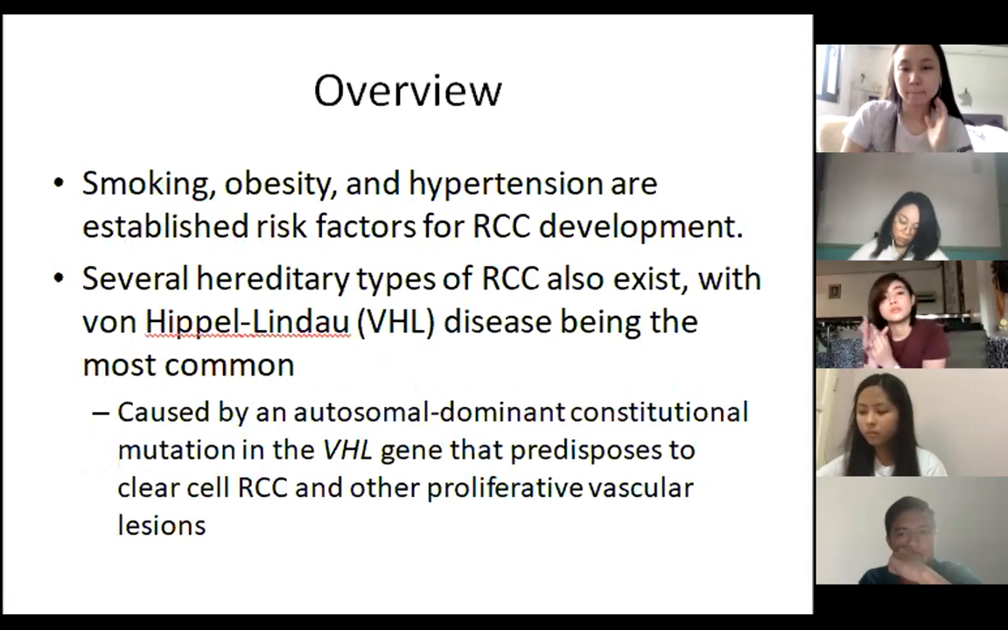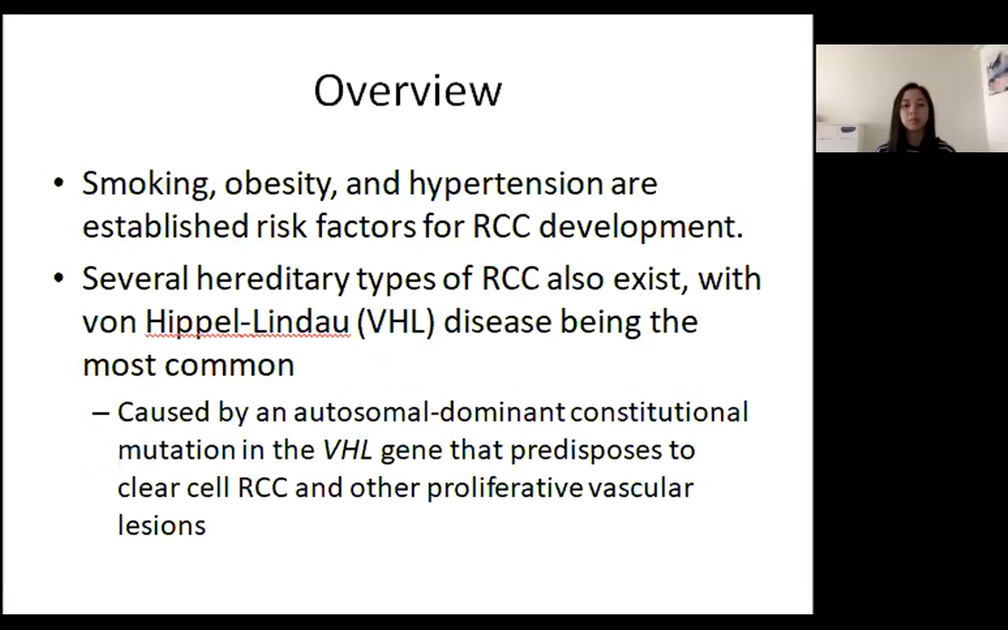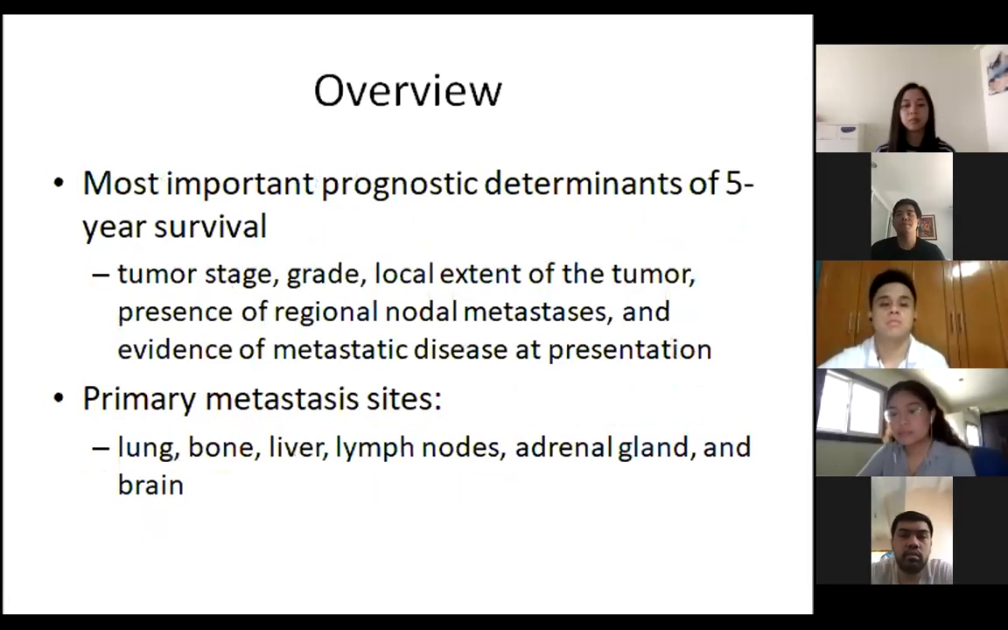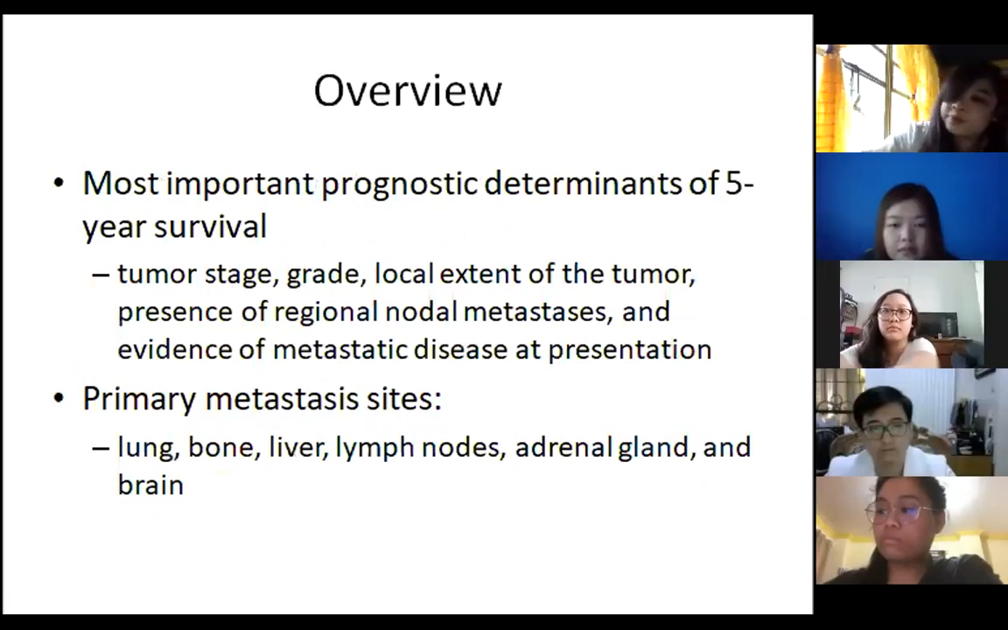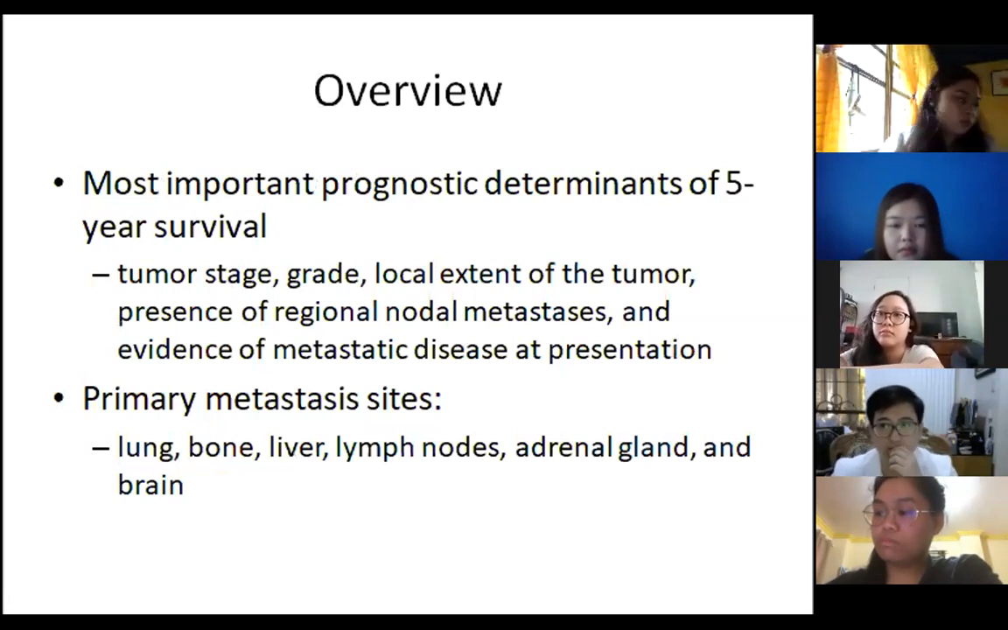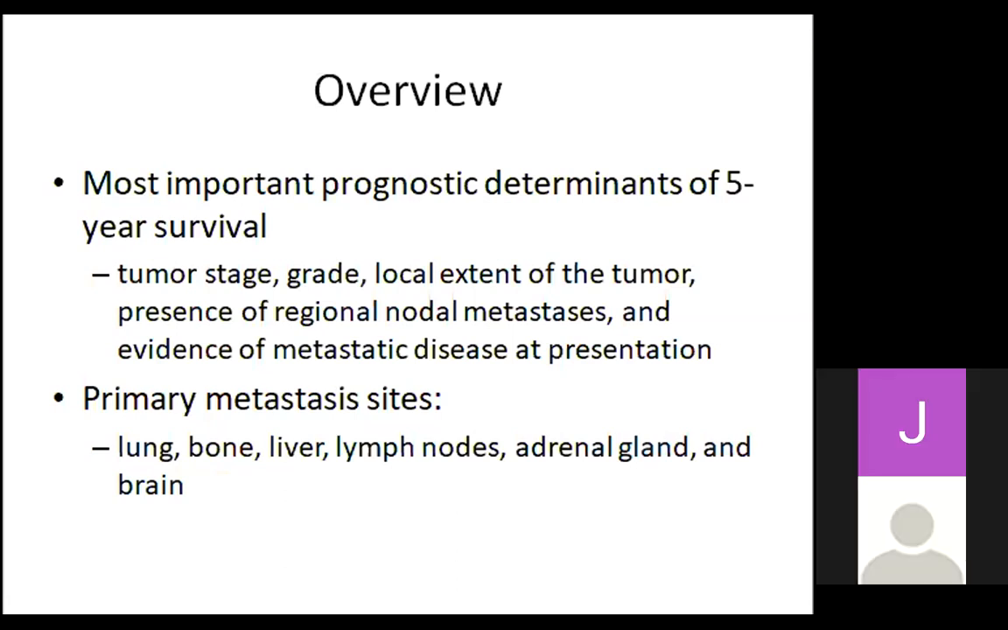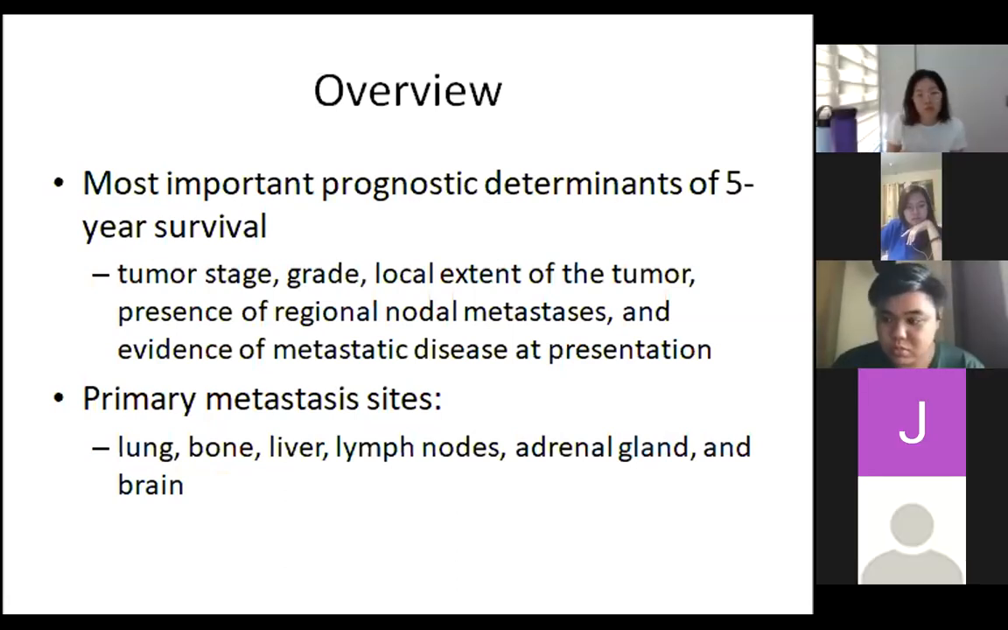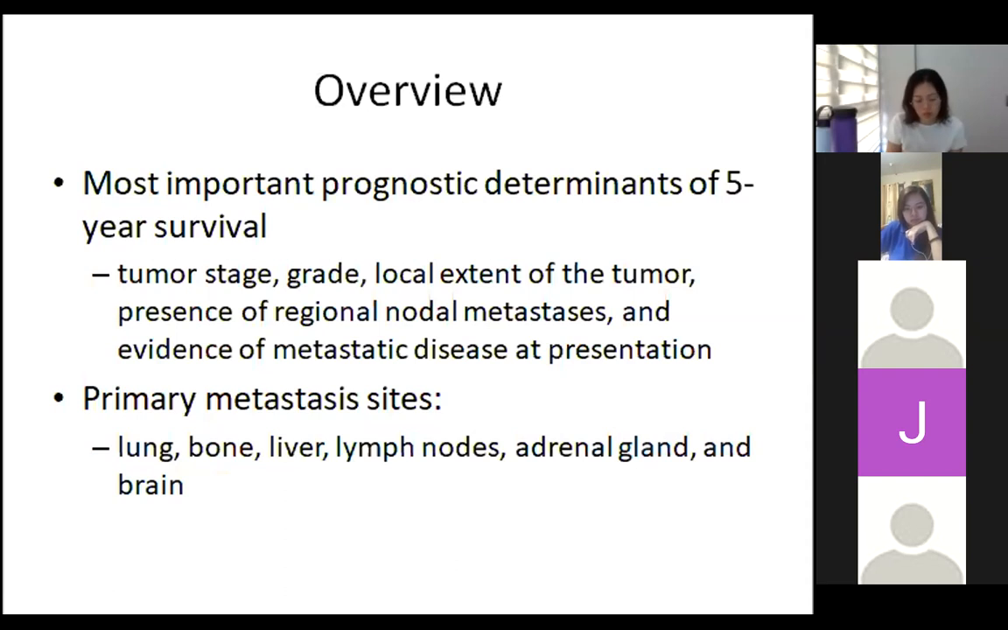other proliferative vascular lesions. So the most important prognostic determinants of 5-year survival are the following: tumor stage, tumor grade, local extent of tumor, presence of nodal metastasis, and evidence of metastatic disease at presentation. Usually the primary metastatic sites would be the lungs, bone, liver, lymph nodes, adrenal glands, and the brain.